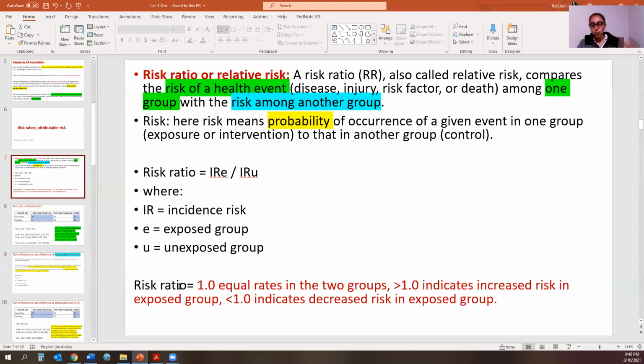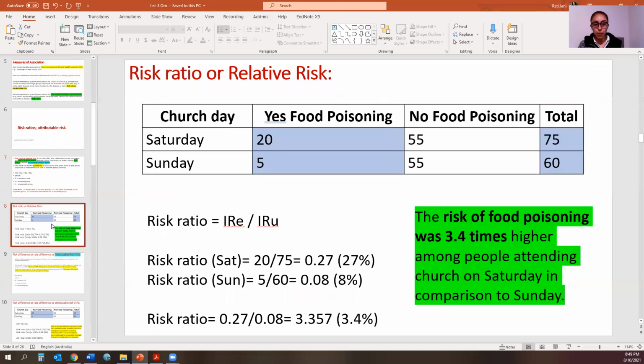Okay. So yes, when your risk ratio is equal to 1, what does it mean? It means equal rate of, say, the health outcome in both of the groups. Greater than 1 indicates increased risk in the exposed group. Less than 1 indicates decreased risk in the exposed group of the health outcome or the disease. Okay, so now this will make more sense when we look at an example.